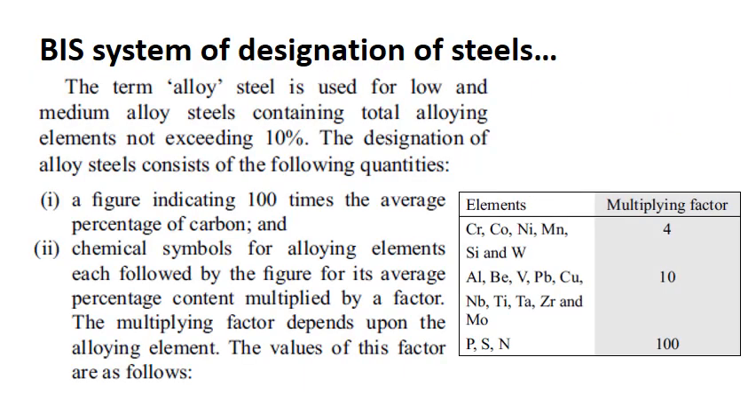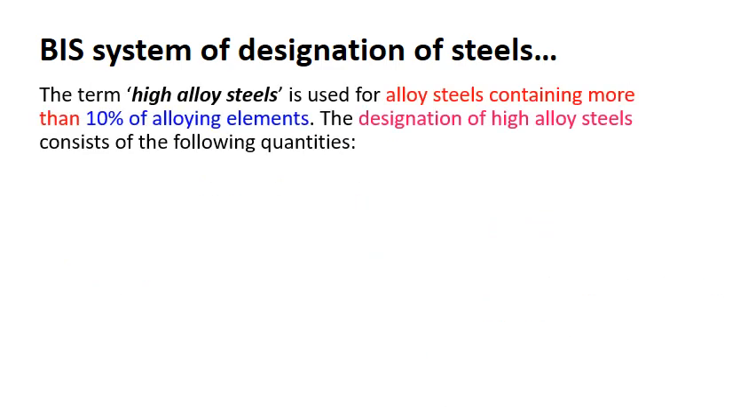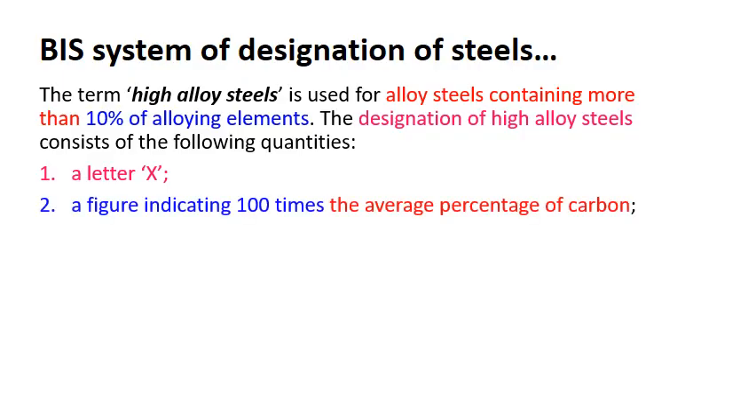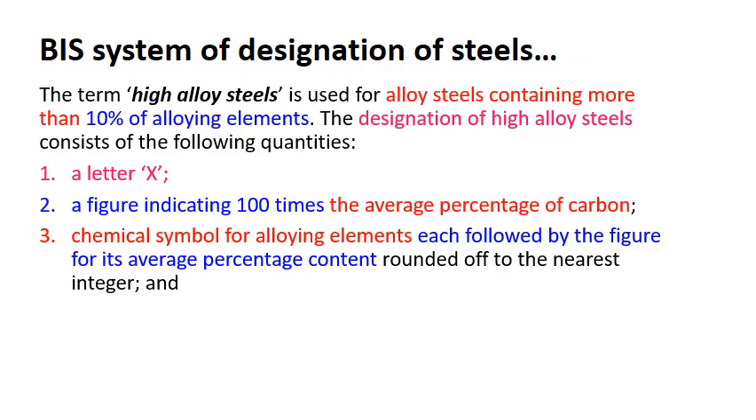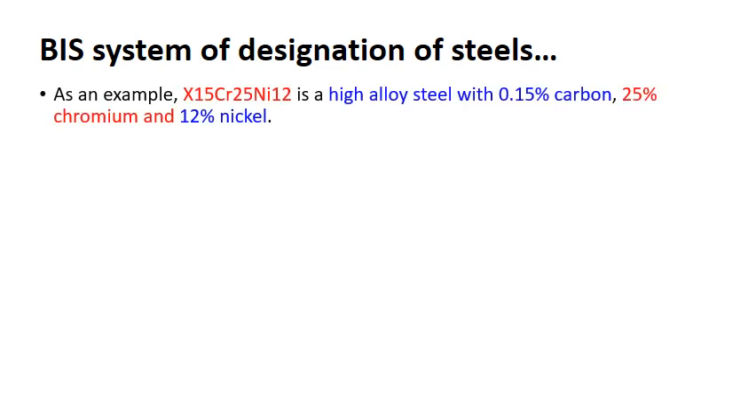For molybdenum, the multiplication factor is 10. The term high alloy steel is used for steels containing more than 10% alloying elements, and the designation is this: first, a letter X, and then a figure indicating 100 times the average percentage of carbon, and then the chemical symbol of all the alloying elements, followed by a figure for its average percentage. They will sometimes be rounded off to the nearest integer, and then again a chemical symbol to indicate any specially added element.